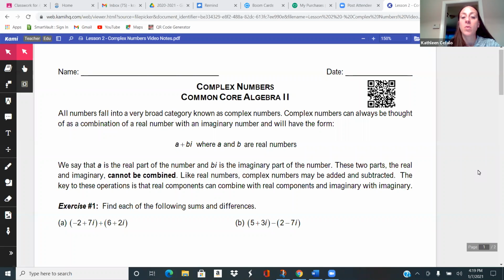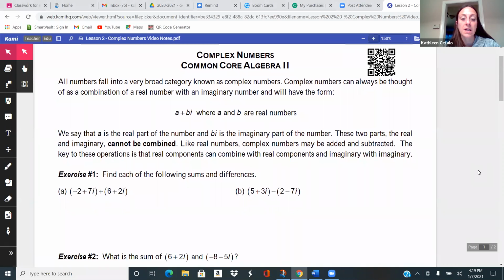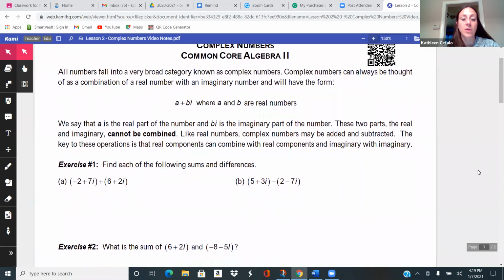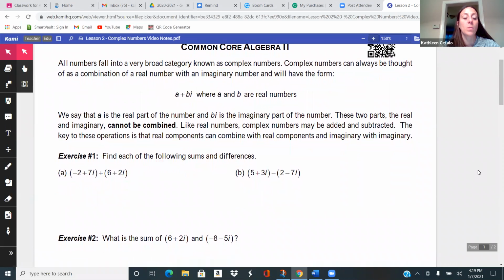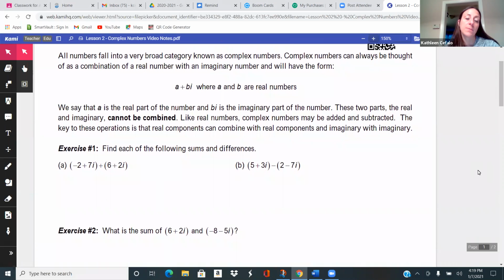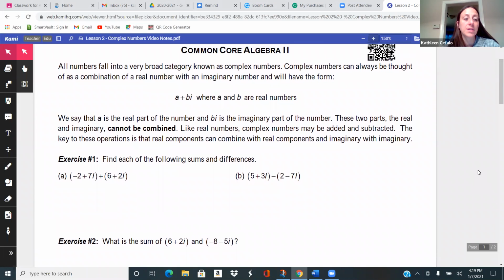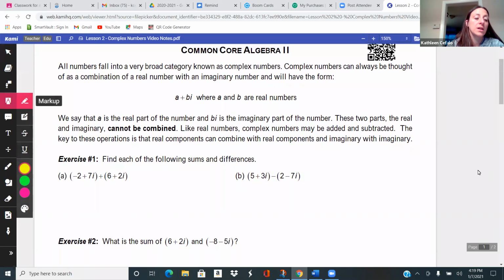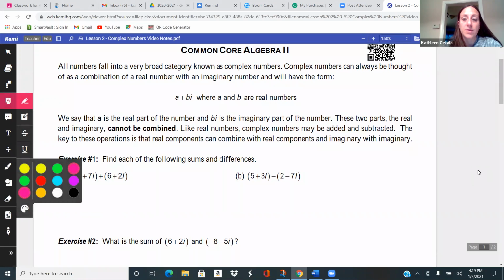Okay, we're going to take a look at more with complex numbers. And today it's going to be taking a look at how we can add them, subtract them, what happens with them. So a big thing to know here is it says all numbers fall into a very broad category known as complex numbers. And complex numbers here can always be thought of as a combination of a real number with an imaginary number.